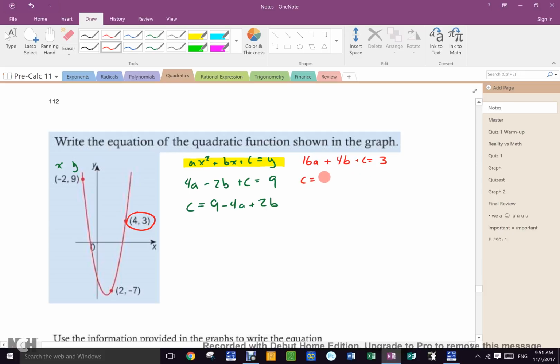Okay, now watch this. Doesn't C then equal 3 minus 16a minus 4b? Is everyone still okay there? Is everyone okay? Just doing algebra, right? What do you notice about that and that?